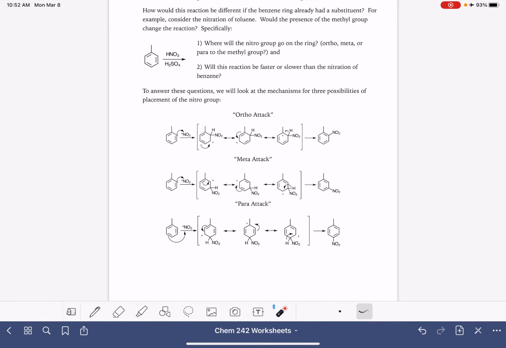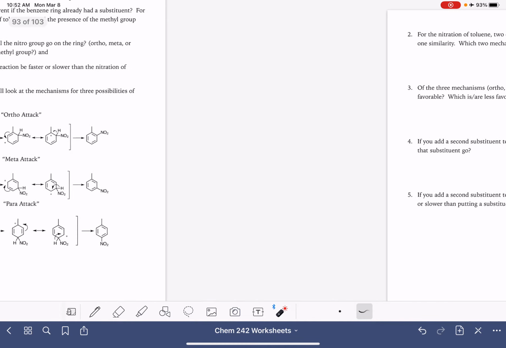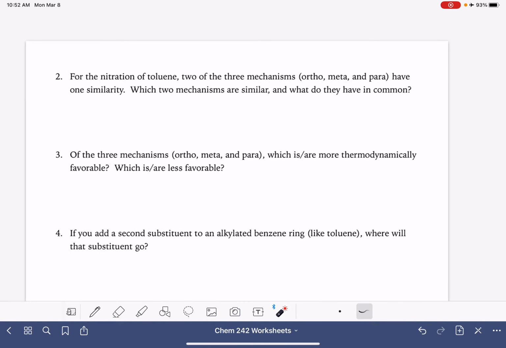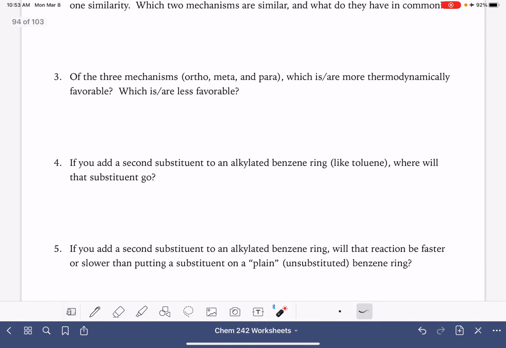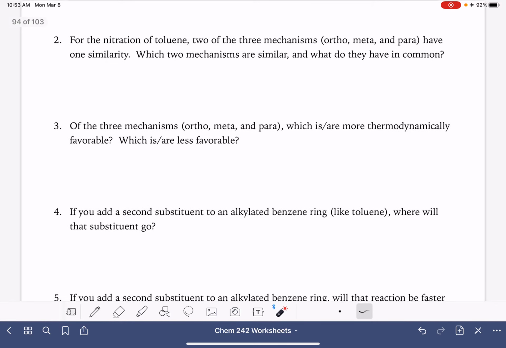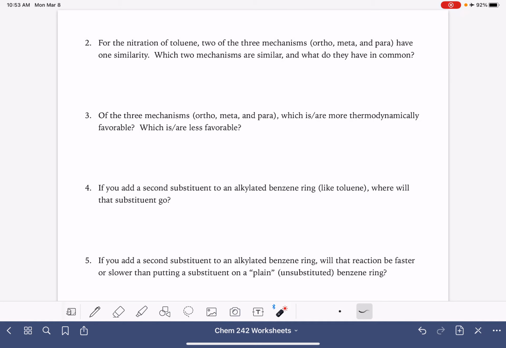So let's go to the next page because we've got a few questions that we're going to answer about this reaction. First question is asking which two of the three mechanisms are similar, what do they have in common? And then we're going to ask which mechanisms are more favorable, which is less favorable. So if you add a second substituent, where will it go? And will it be faster or slower? We're going to go back to the mechanisms to actually answer these questions, so we have them in front of us, so just keep these questions in mind.